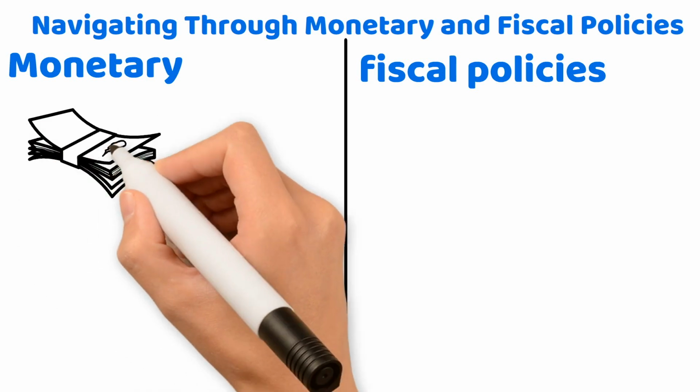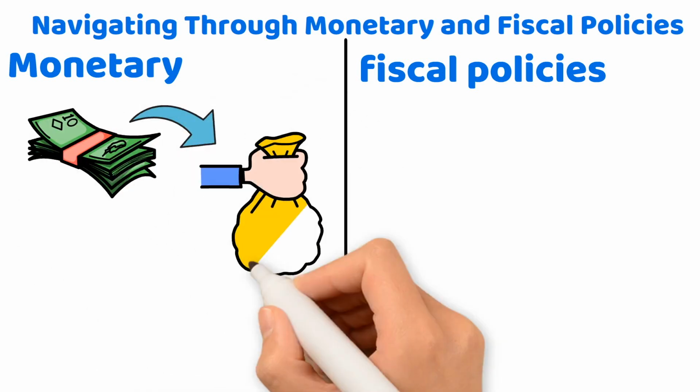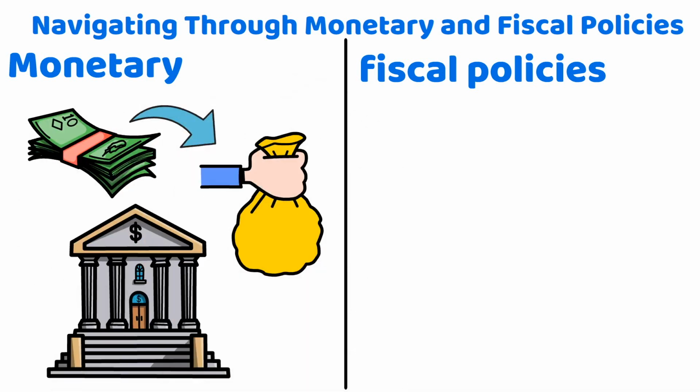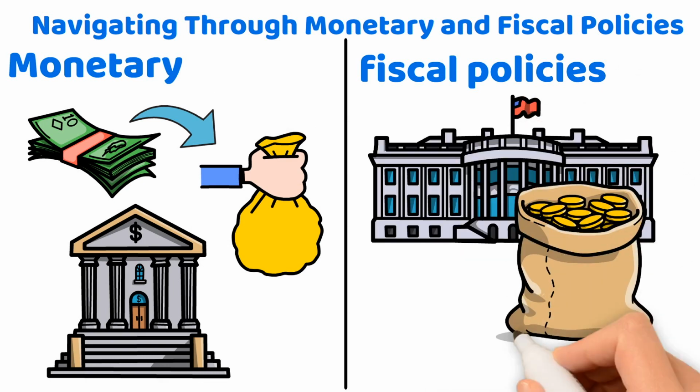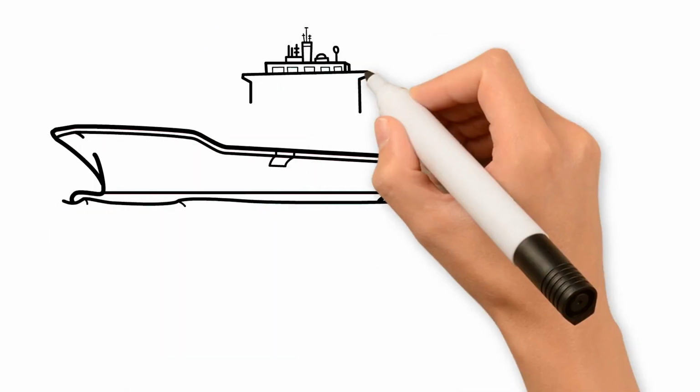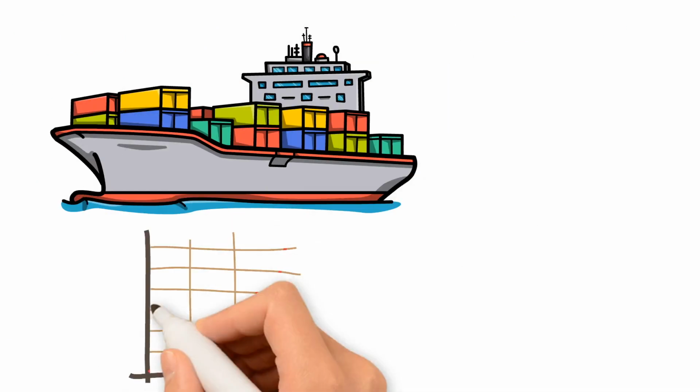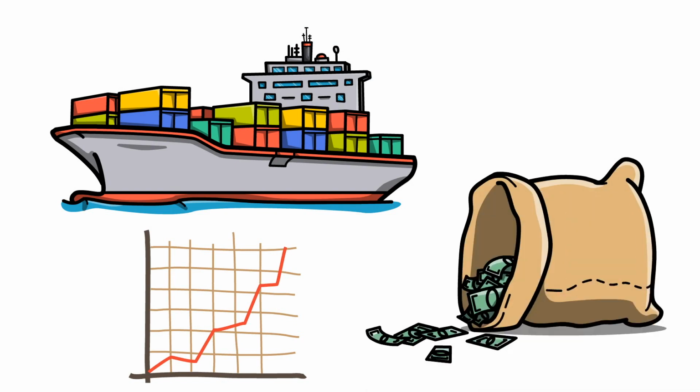Monetary policy involves regulating the money supply and interest rates, managed by the nation's central bank. Fiscal policy, on the other hand, concerns government spending and taxation. Both are instrumental in steering the economic ship, influencing everything from inflation rates to public investment.